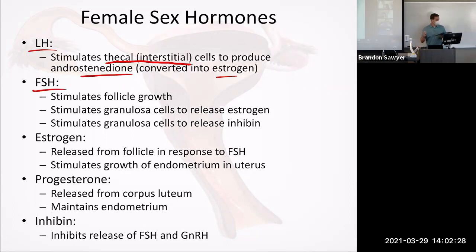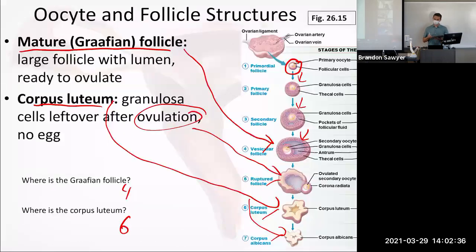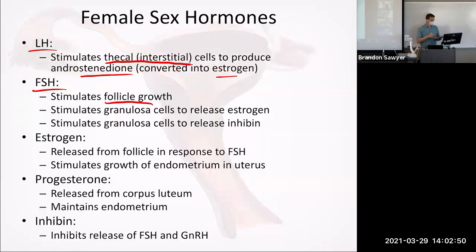Follicle stimulating hormone gets its name for what it does in females, not in males. Its job is to stimulate that follicle to grow. If we go back to this slide, all the way from a tiny follicle down to this huge follicle, that's all the work of follicle stimulating hormone. It causes those cells to divide and grow. It also stimulates those granulosa cells, the ones that make up the follicle, to release estrogen. So it makes sense that the more granulosa cells you have as the follicle gets bigger, the more estrogen is released.